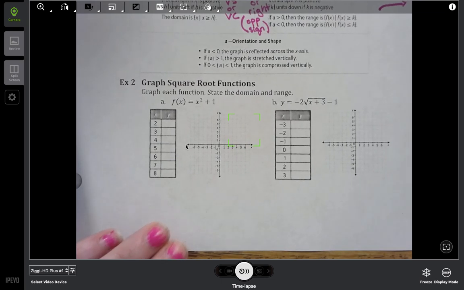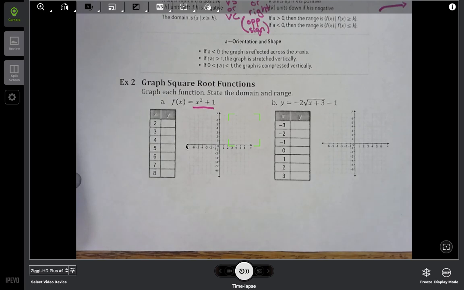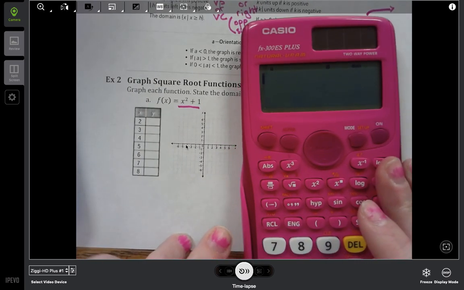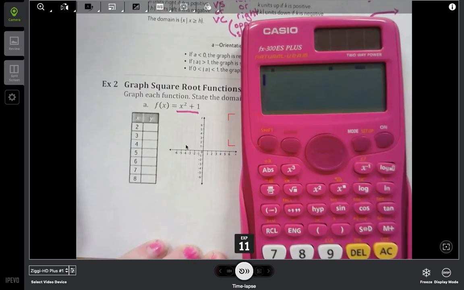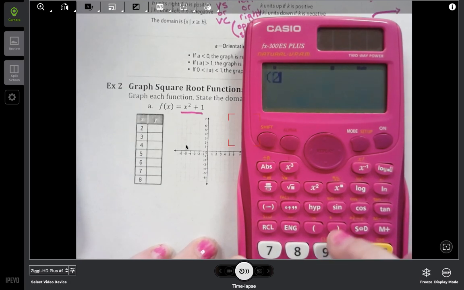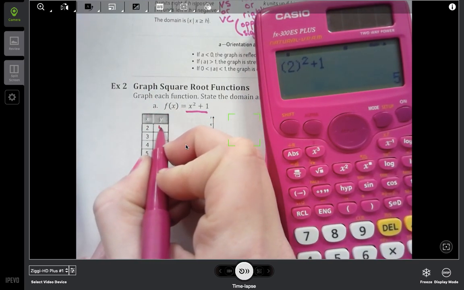So let's go ahead and do that. When you're given this function, we're going to plug some of those things in. All right. When you plug numbers in, always use parentheses. Let's see if I can make this... There we go. You can kind of see it a little bit better. Okay, so parentheses 2 squared plus 1. All right, and you get 5 when you plug that in, okay?